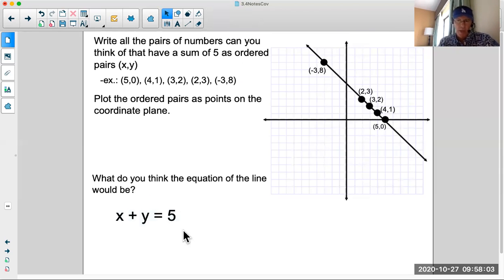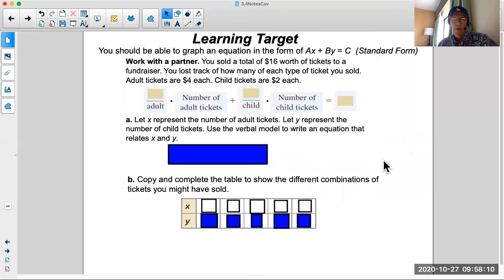This is called writing an equation in standard form. Okay, and we're going to talk more about that in a bit. Our learning target is going to be able to graph an equation in the form of ax plus by equals c. And again, that's standard form, okay? So you can work with a partner.